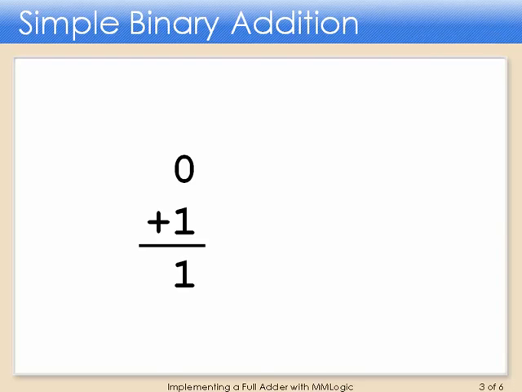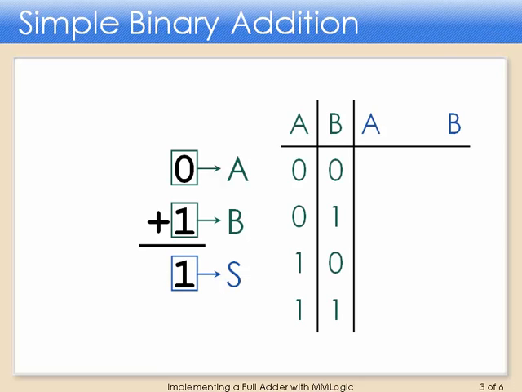Alright, so here are two binary digits, and we're going to add them together. Right? So 0 plus 1 is 1. If we think about this in terms of our Boolean algebra, then we have input 1, we'll call it A. We'll have input 2, we'll call it B. And then we'll have the output, which we'll call S for sum. So what we want to figure out then is what logic gate should we use to implement this function in our machine?